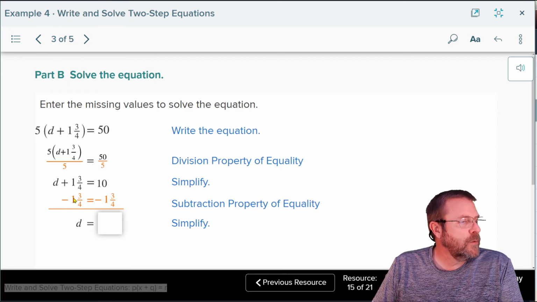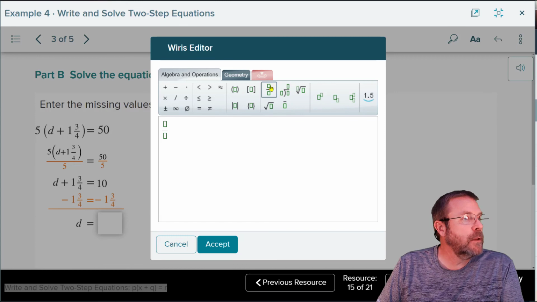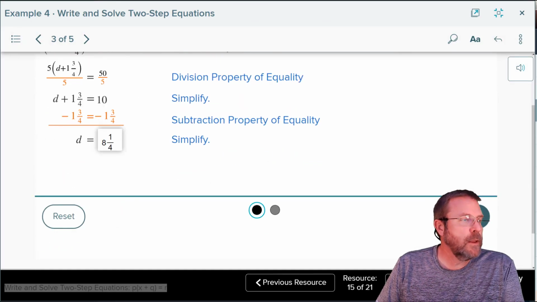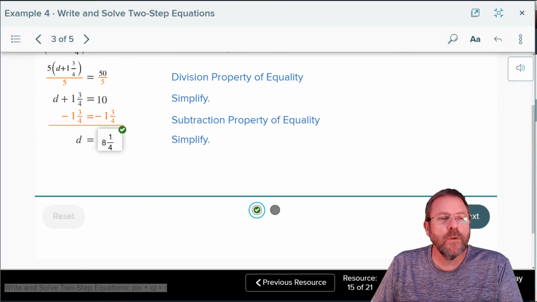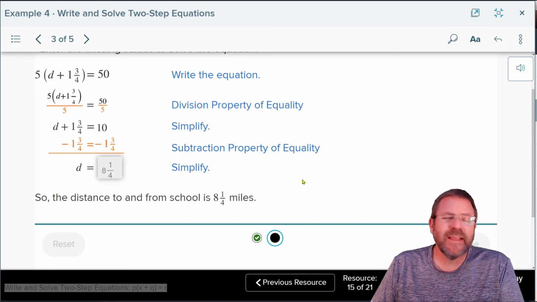Next, they subtracted 1 3/4 from both sides, with it zeroing out on the left, leaving D, and on the right, 10 minus 1 3/4. Well, that's going to leave me with 8 1/4. It doesn't appear that my 8 took hold, so let's stick that 8 in there again. Accept and check, and our answer checks. So the total distance that she travels to and from school, that's going to be 8 1/4 miles. The total distance she travels each day, that's going to be 10 miles total. Really not that hard to work.